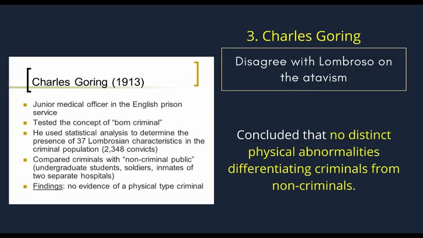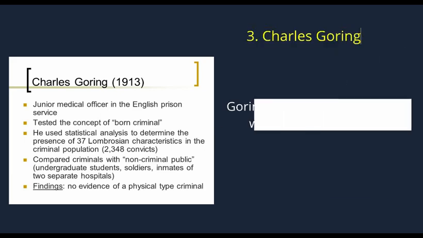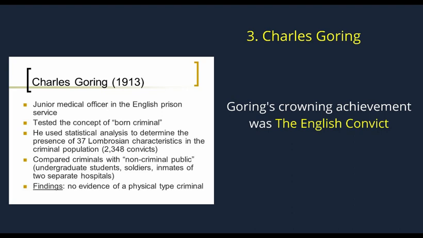Third, Charles Goring disagreed with Lombroso on atavism. He concluded that there were no distinct physical abnormalities differentiating criminals from non-criminals. Goring's crowning achievement was The English Convict, a statistical study, one of the most comprehensive criminological works of its time. It was first published in 1913, and set out to establish whether there were any significant physical or mental abnormalities among the criminal classes that set them apart from ordinary men, as suggested by Cesare Lombroso.